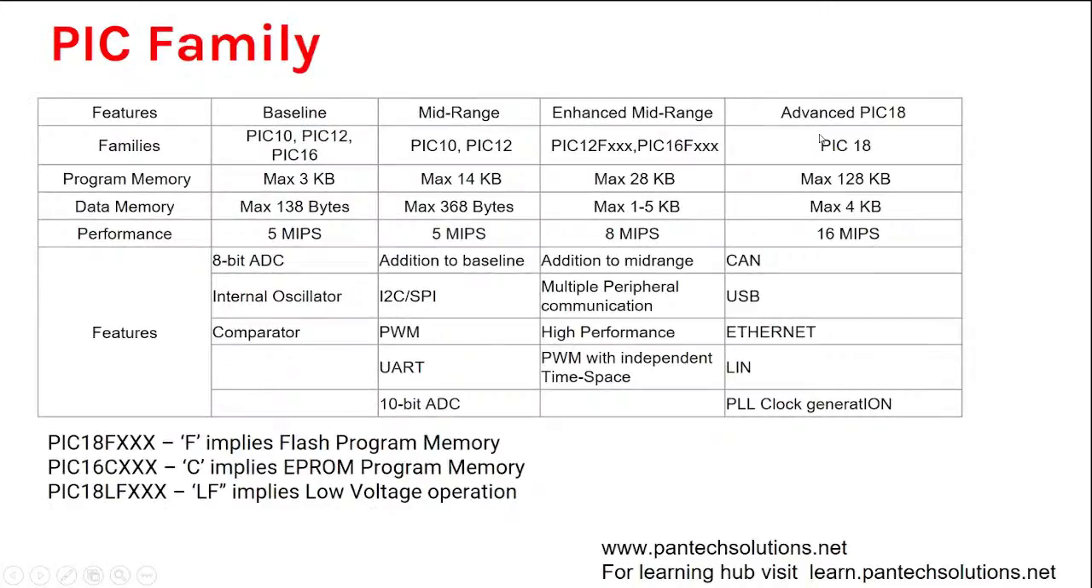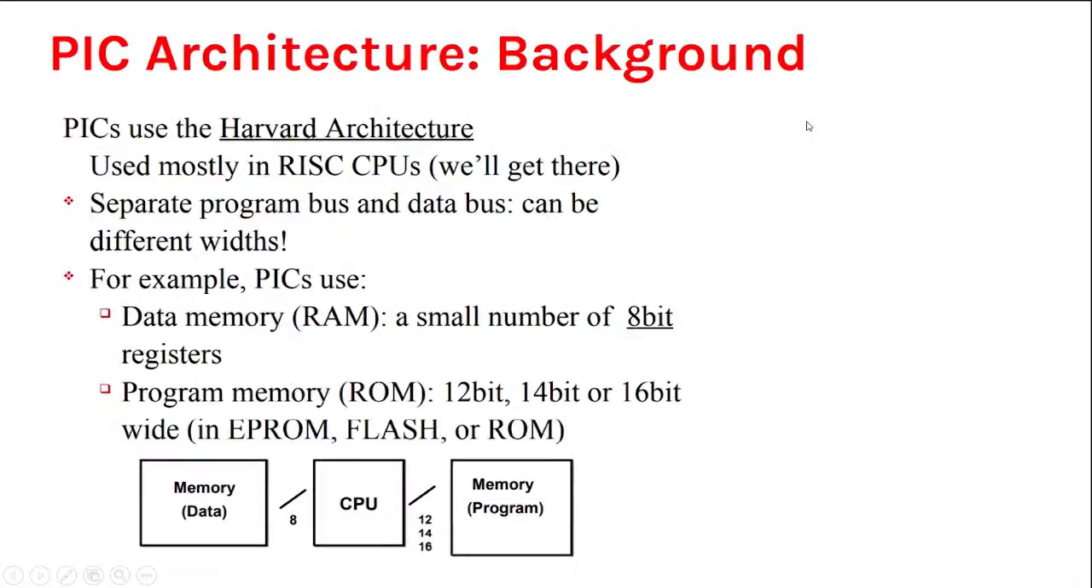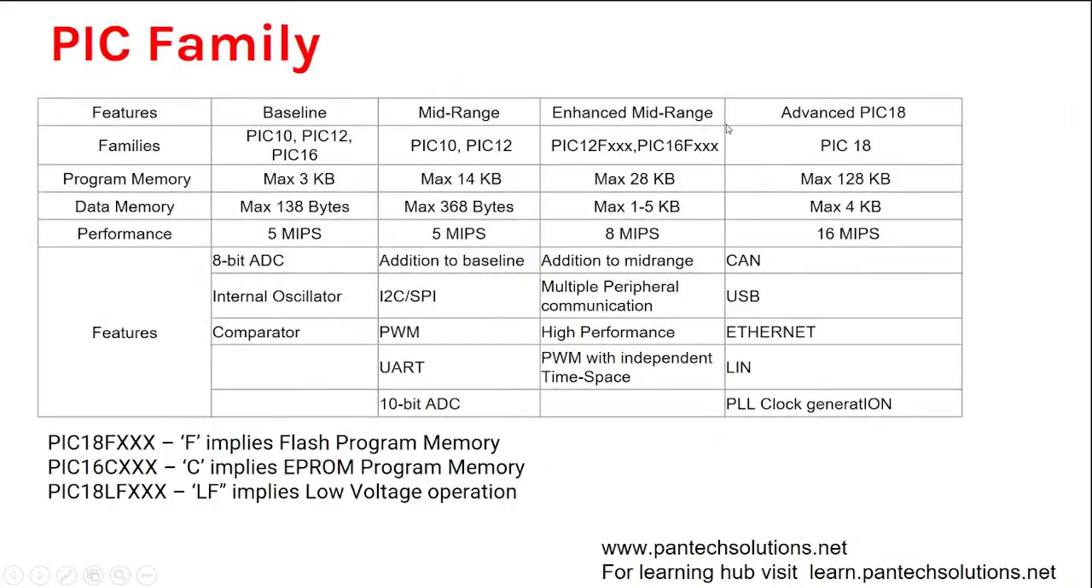Okay, so coming to the PIC families, it has a four family range: baseline, that is the low range, the mid range, the enhanced mid range and the advanced architecture. Okay, these are the families like PIC 10 series, PIC 12 series and PIC 16 series. We are going to see PIC 16 series. In that we are going to see enhanced mid range, PIC 16F triple X, PIC 16F 877.